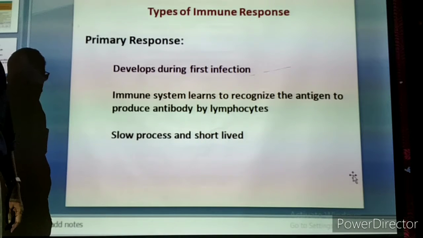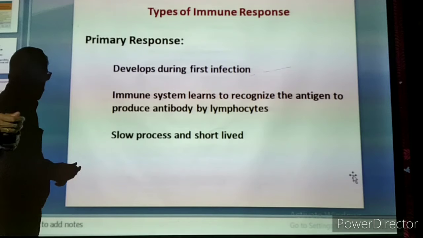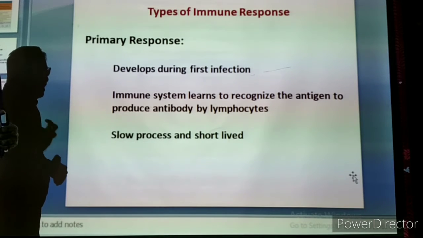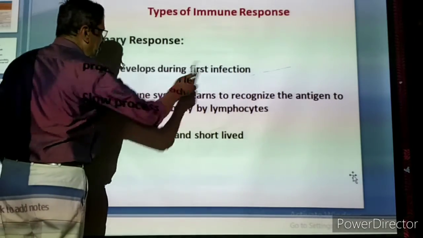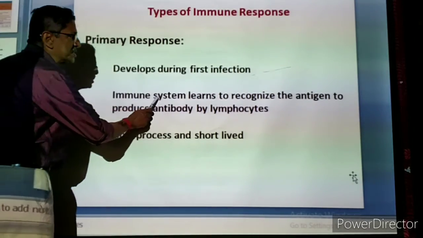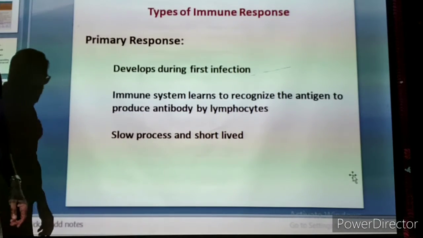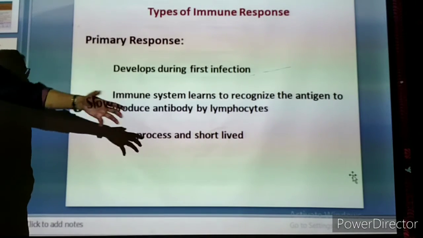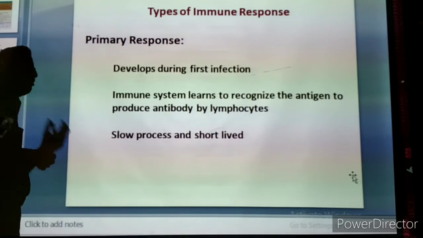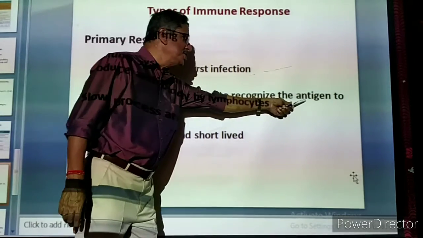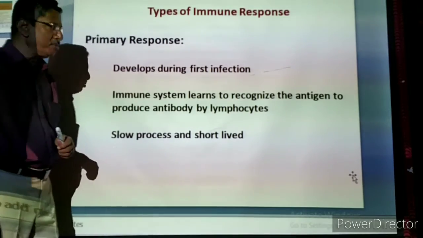The first time a microorganism enters the body, our body will not immediately act aggressively on it. Our body will take some time for antibody production. So it develops during first infection. Second, the immune system learns to recognize the antigen. That means first the immune system, like I told about blood, bone marrow, glands and all, will learn the chemical composition of the antigen. First it has to recognize, then only it can produce antibody.